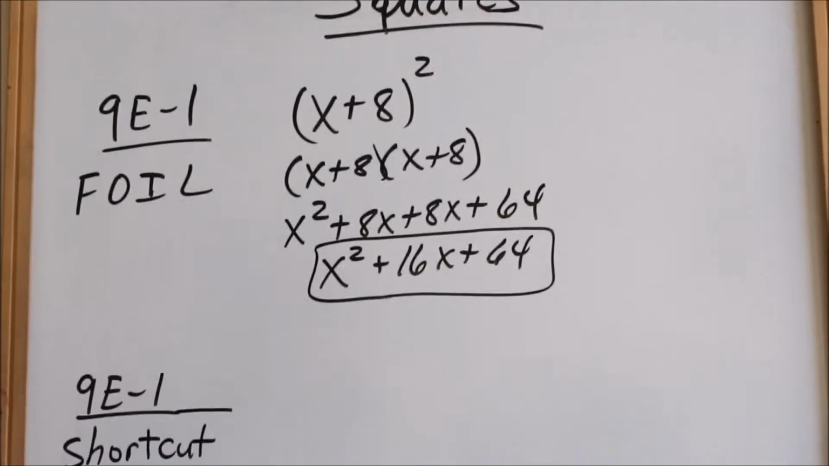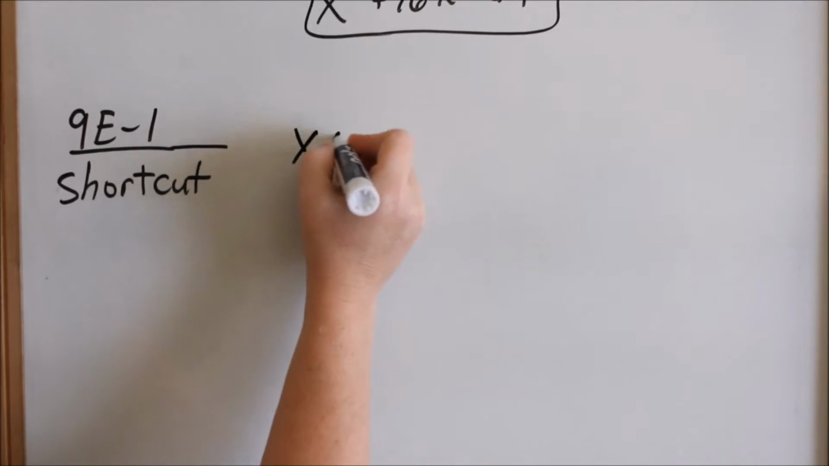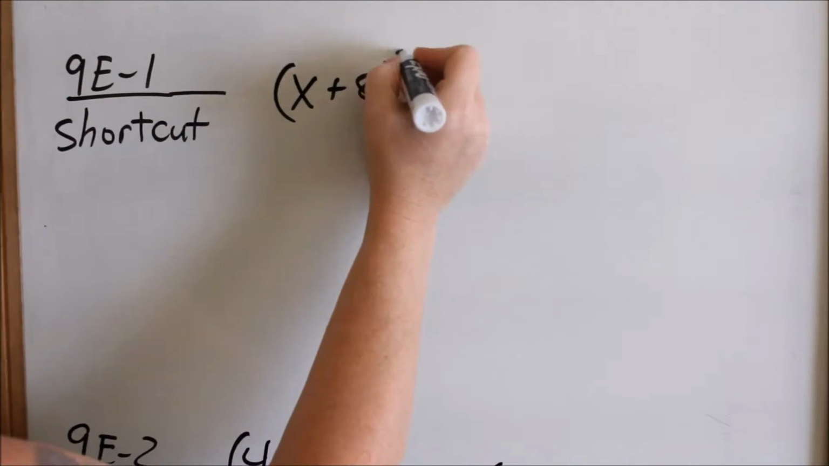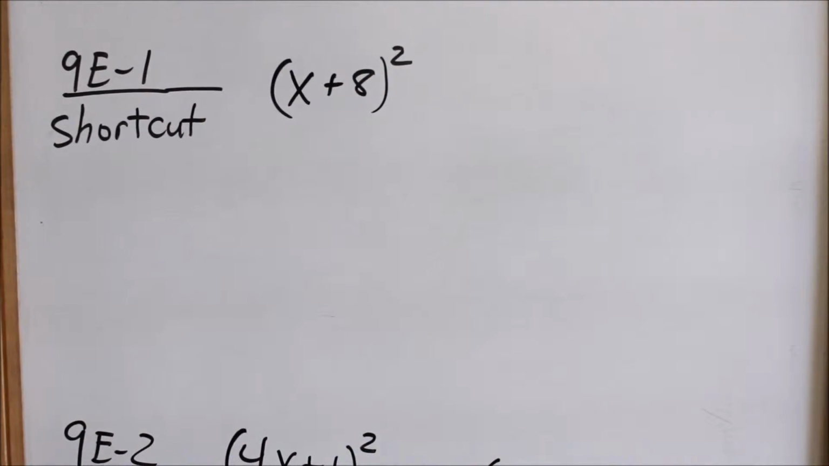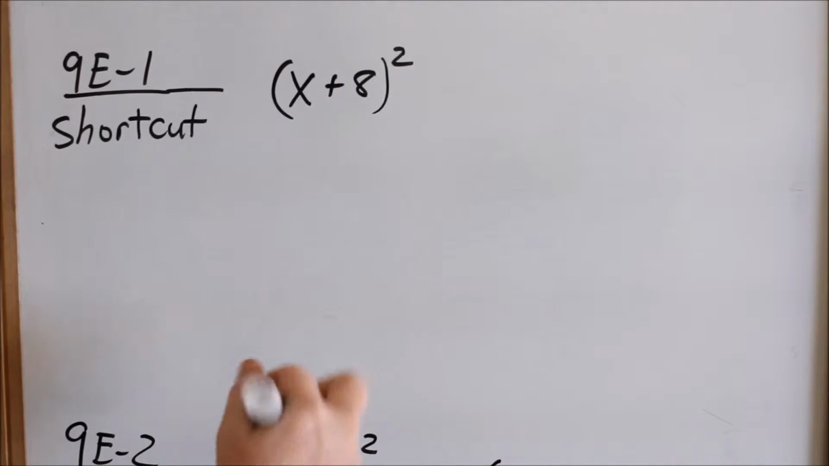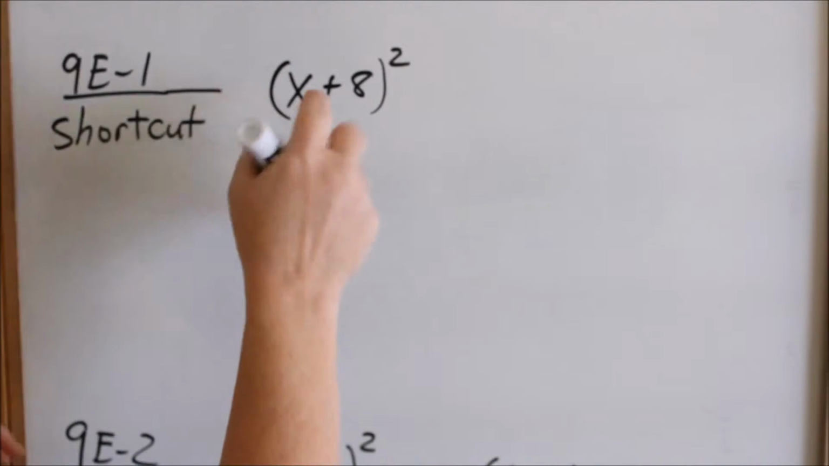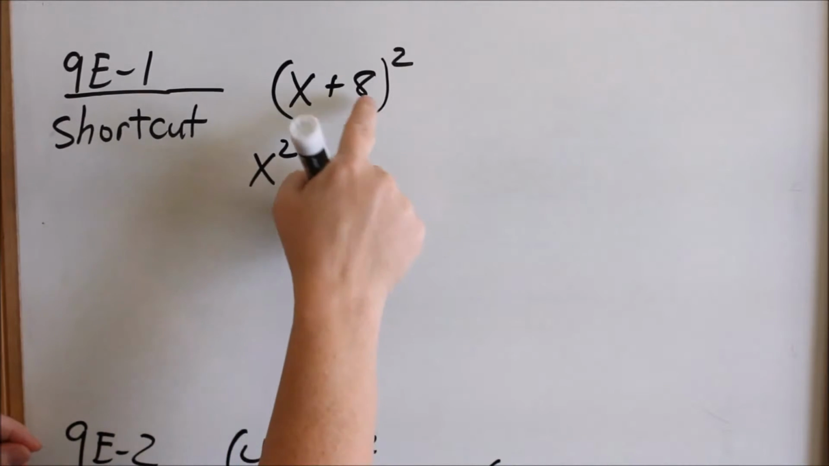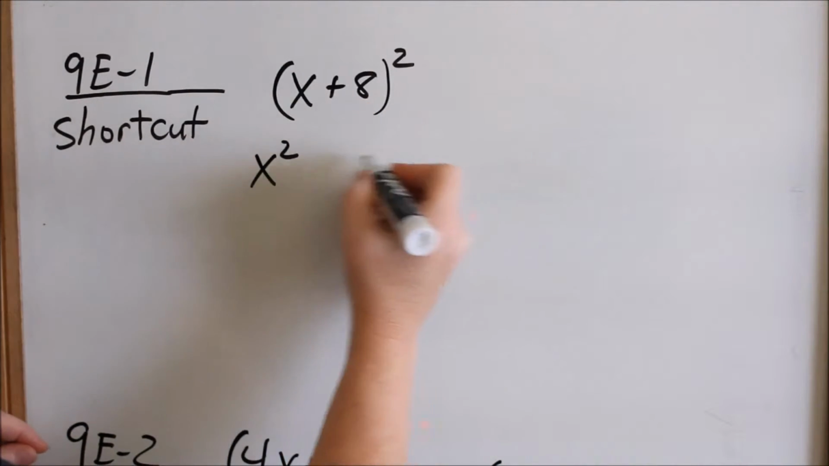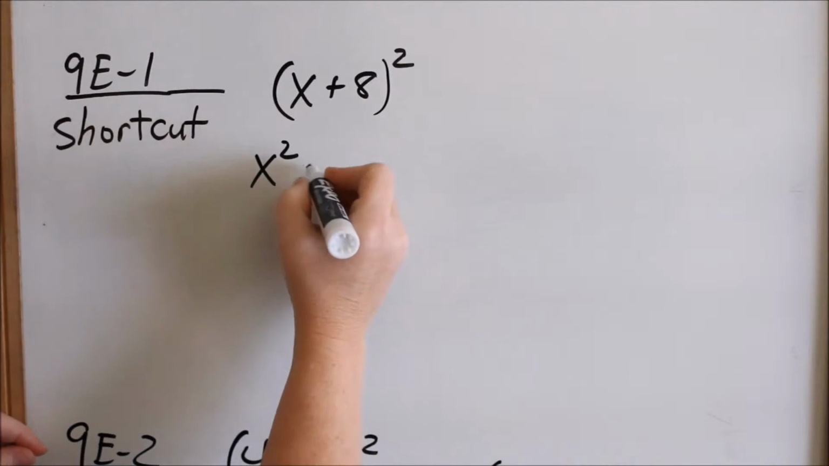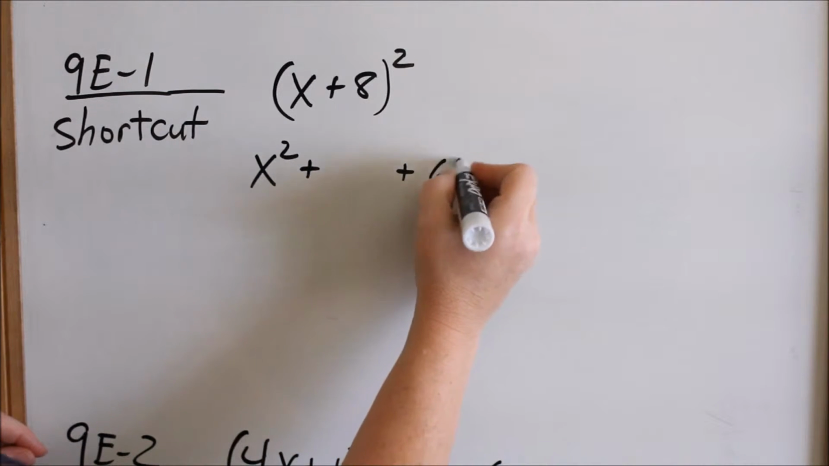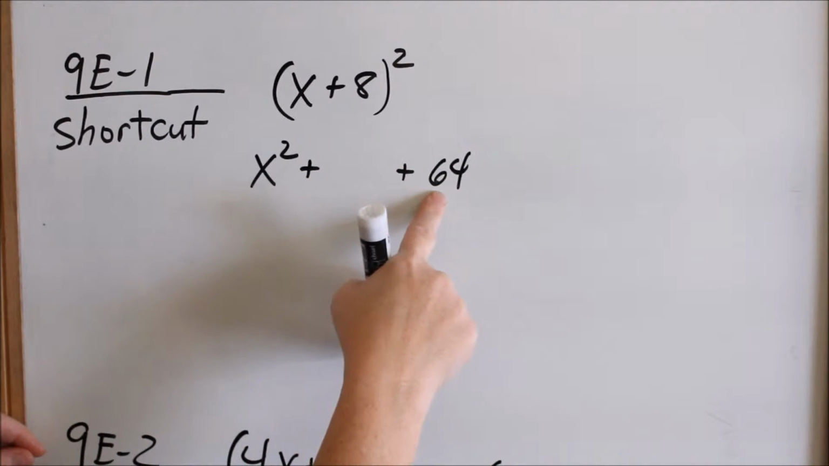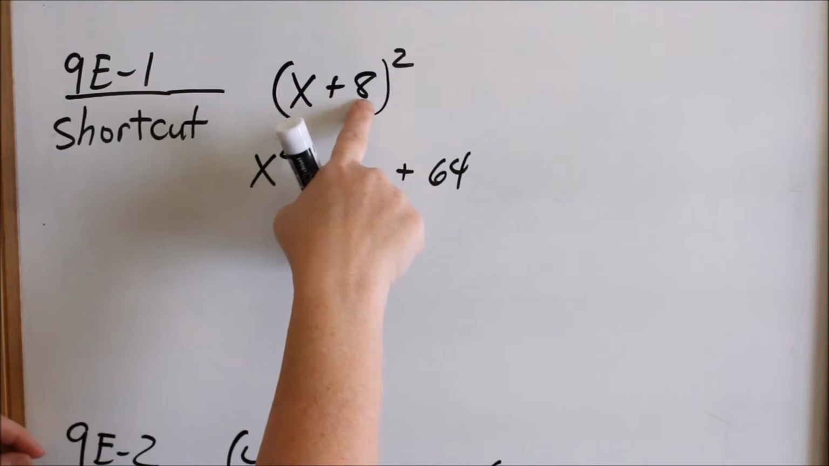Okay, now I'm going to do that same problem, but I'm going to show you the shortcut way. There's a shortcut way of when you square. This only works for when you're squaring. Square your first term. Square your last term. 8 squared is 64. Right now I'm in a positive world, so everything is positive. I know I'm going to end up with 3 terms: 1, 2, 3.